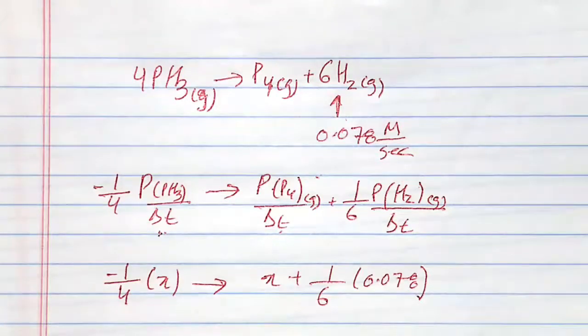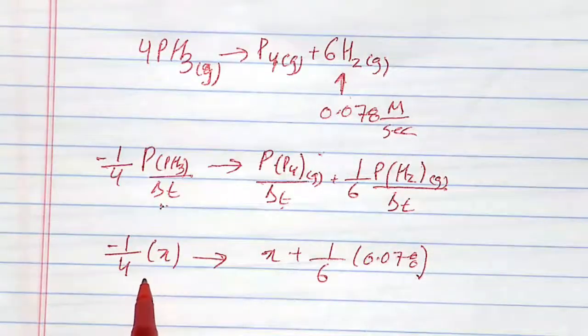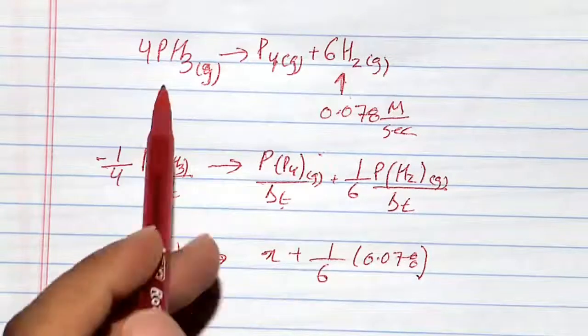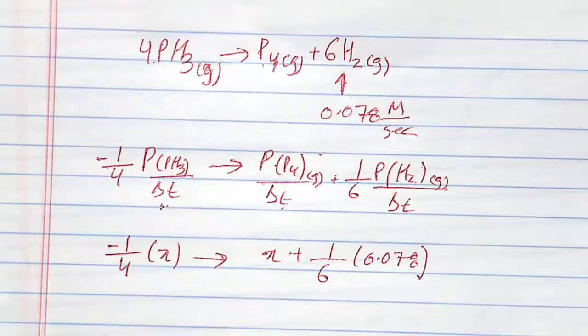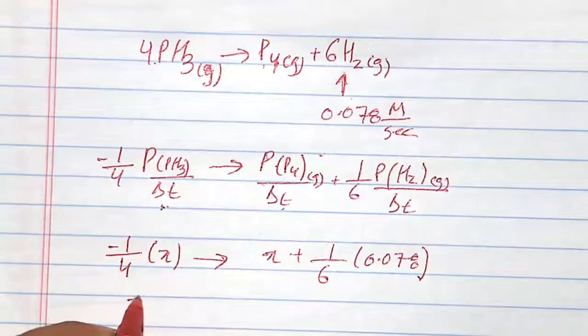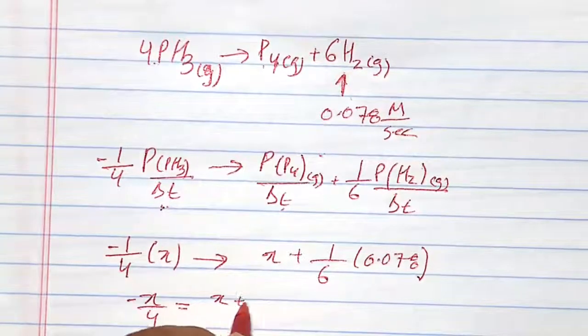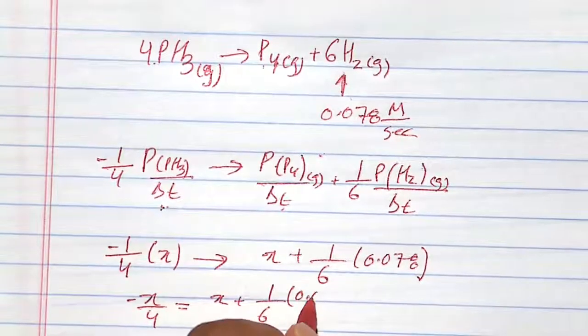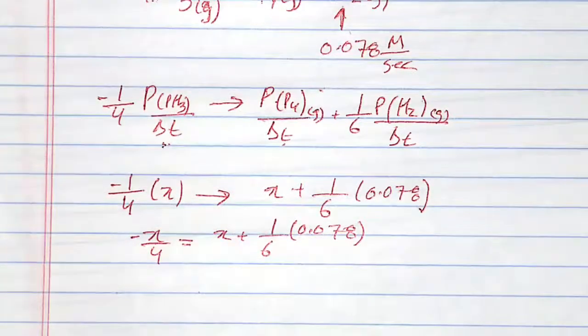So let's solve for x here. That will give us the rate of disappearance of the PH3 over time, which coincides with the rate of appearance of white phosphorus P4 over time. Of course, this is going to diminish at 1/4 the rate because of this being 4 moles that are decaying, giving rise to 1 mole of this and 6 moles of that. So I'm going to just do minus x over 4 is going to equal x plus 1/6 times 0.078. I'll do that arithmetic: 0.078 divided by 6.